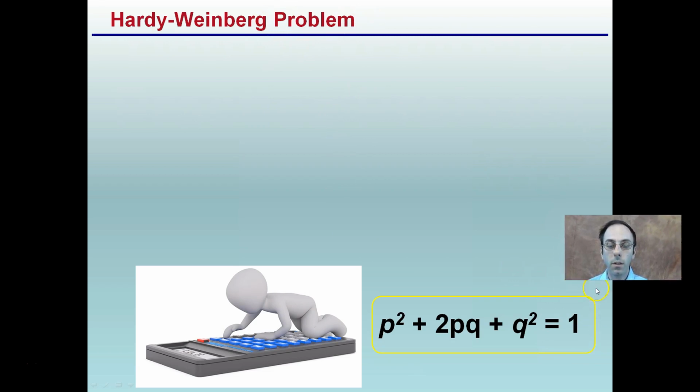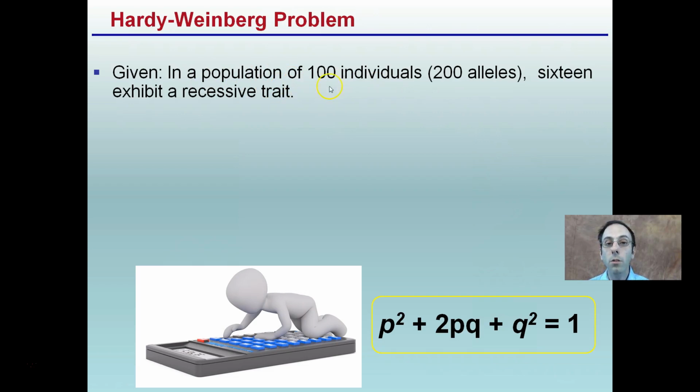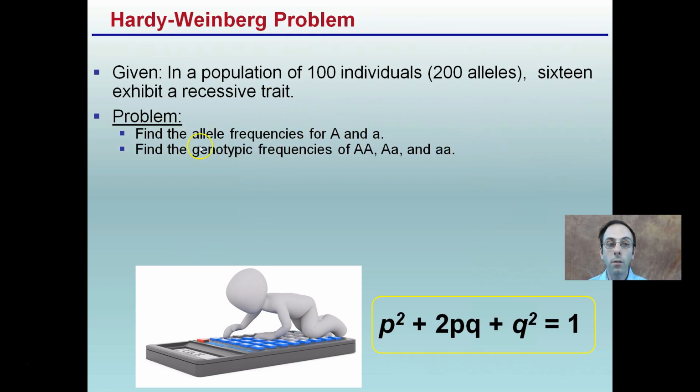Down here, remember, this is our equation we'll constantly be dealing with. This will be constant. You're welcome to use your calculator to help yourself work through this problem. So given a population of 100 individuals, remember diploid individuals, so 200 total alleles, 16 exhibit a recessive trait. So the problem is to find the allele frequencies for big A and little a, and find the genotype frequencies for the homozygous dominant, the heterozygous, and the homozygous recessive. This is all you would be given, and you'd be expected to find these answers.